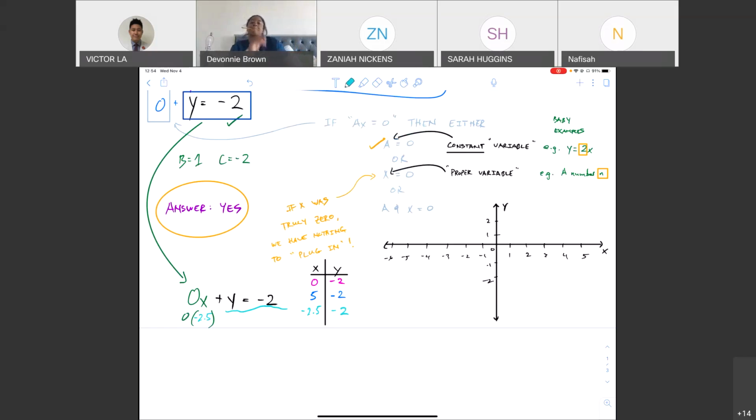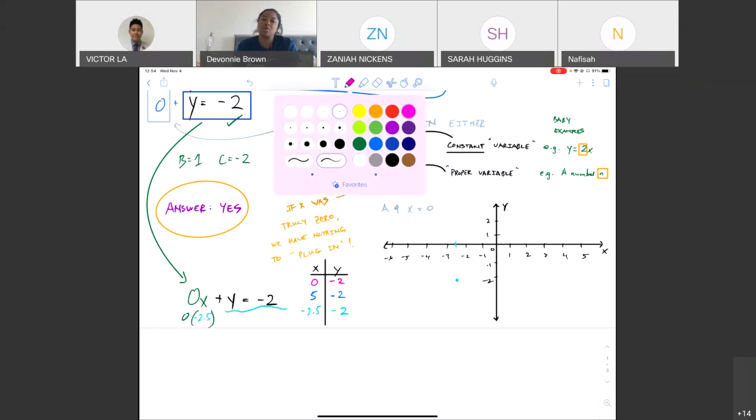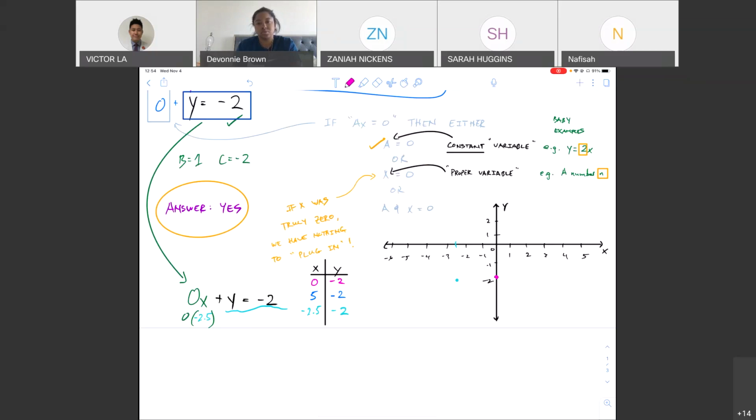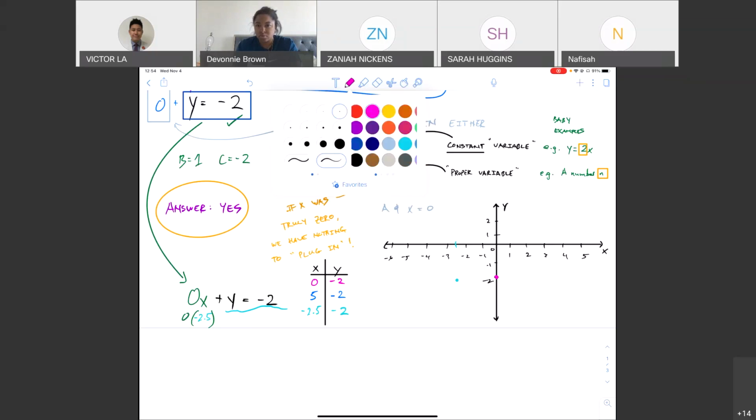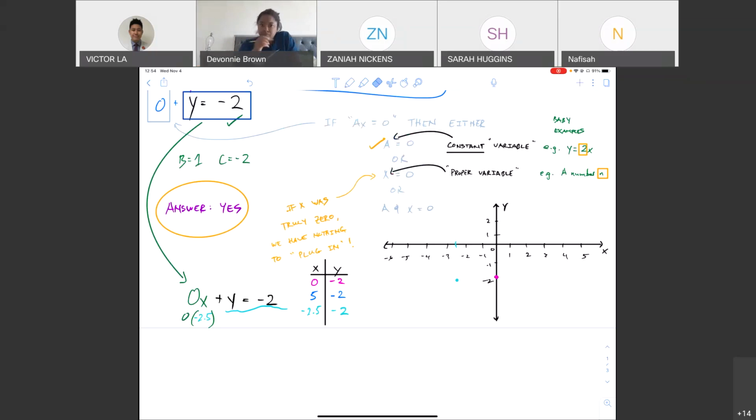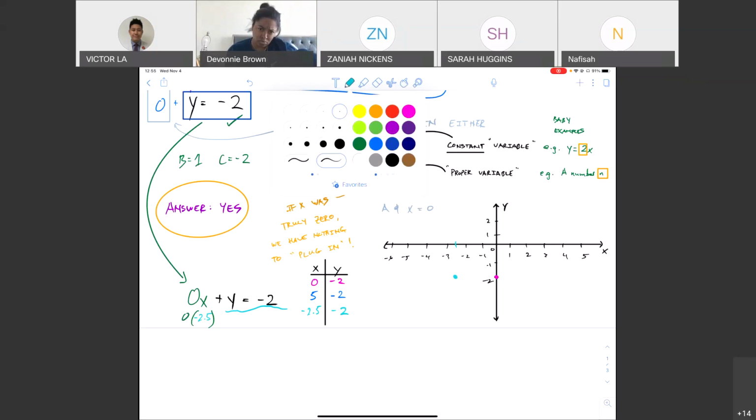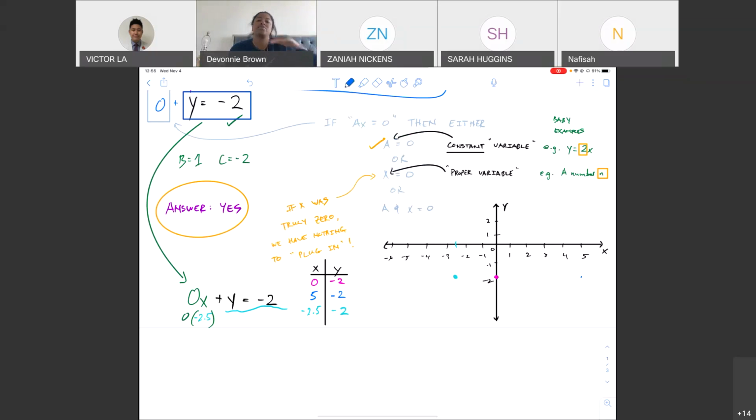So -2.5 and -2 is right about here, right? Everyone agree right there? -2.5 is right there. The other numbers are a little bit easier, right? 0, -2. Oops, my dot's too low. Let me fix that. I couldn't see. And then last but not least, we had 5. Right here, ballpark.